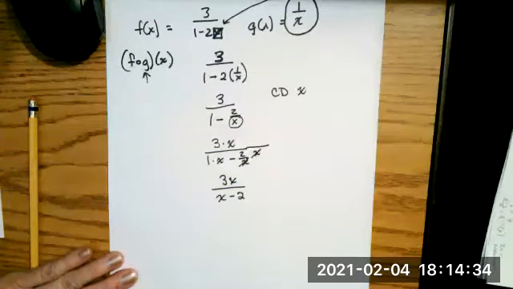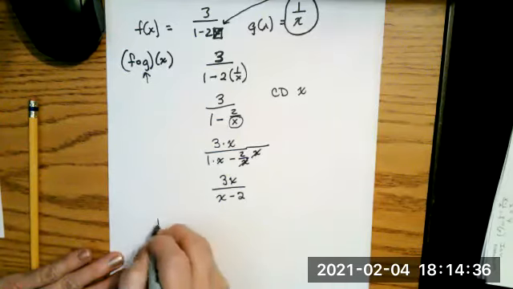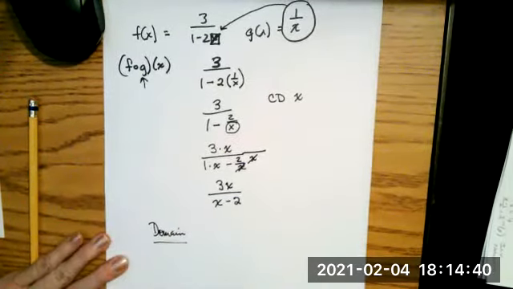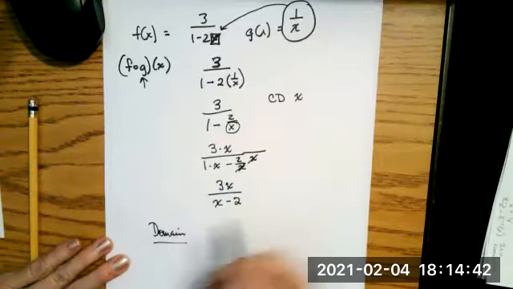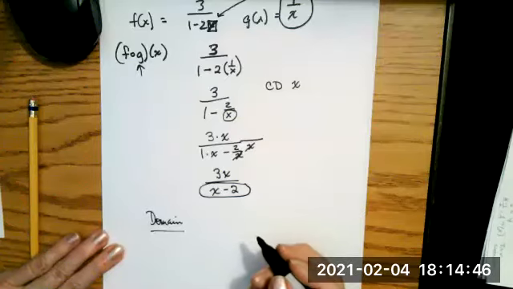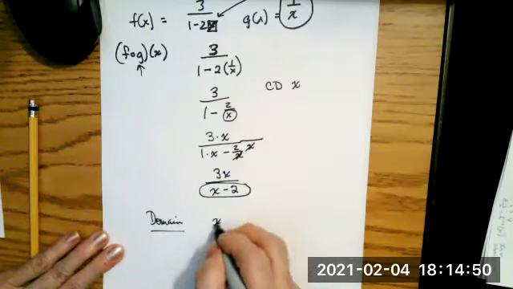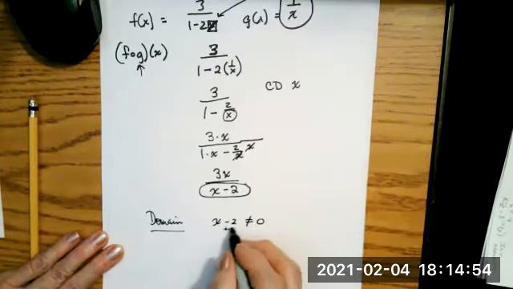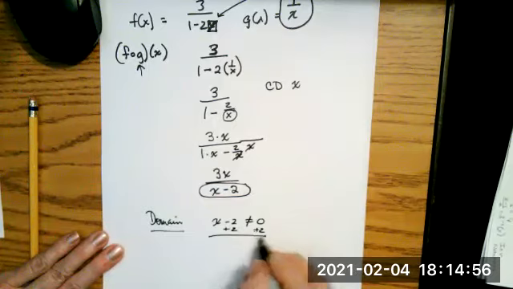Now let's talk about domain, because y'all don't like these domains. I know you don't. You're not the only ones that don't like it. But the domain for this, let's just take care of this one first in your answer one. That can't be a 0 in the bottom. So I say that x minus 2 cannot be equal to 0. Adding 2 gives me x cannot equal 2.